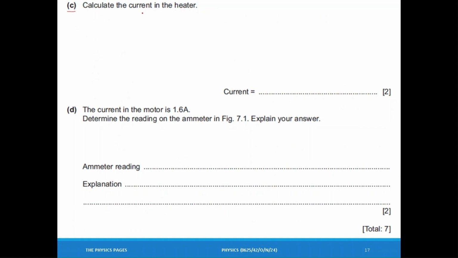Part C. Calculate the current in the heater. When we are asked to calculate the current, first of all, we need to remember the relation between current, EMF, and resistance, known as Ohm's law. According to Ohm's law, EMF or potential difference V is equal to current I times resistance R. So, current I will be equal to the potential difference V divided by R. And we are given the potential difference, or EMF, that is 230 volts, and the resistance is 25 ohms.